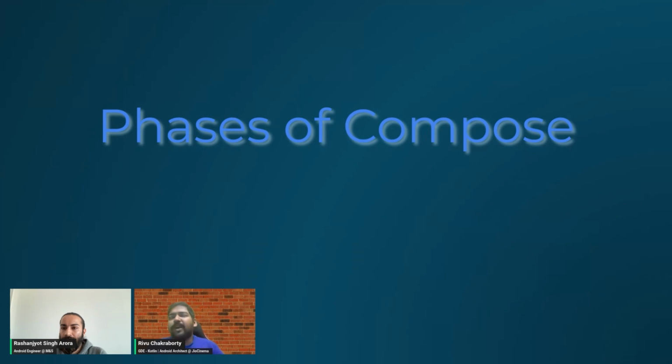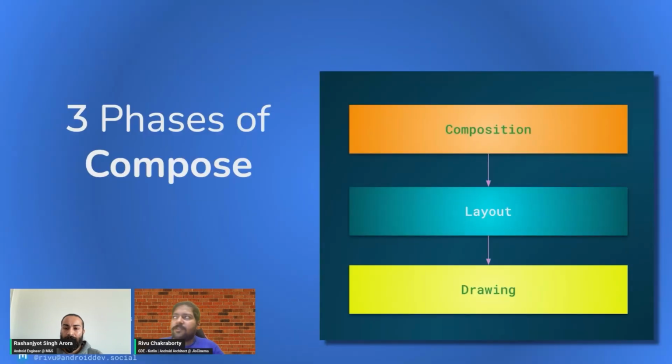Now, there are phases of compose. I talked in brief about what is composable and what is recomposition, but there are more nuances to it. So these phases of compose are called composition. Basically, there are three phases. They are called composition, layout, and drawing.